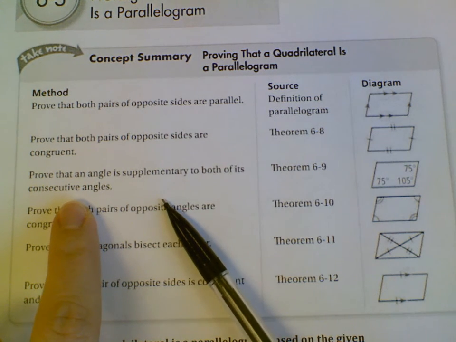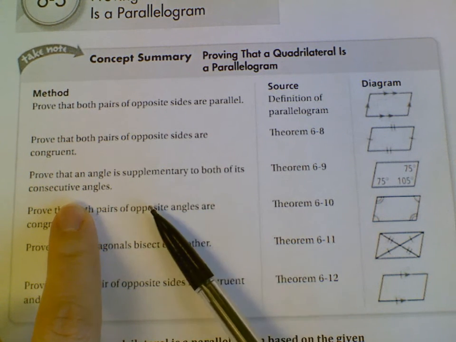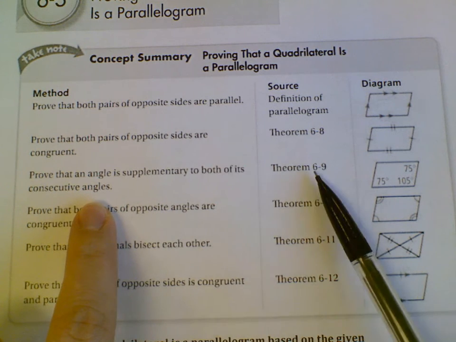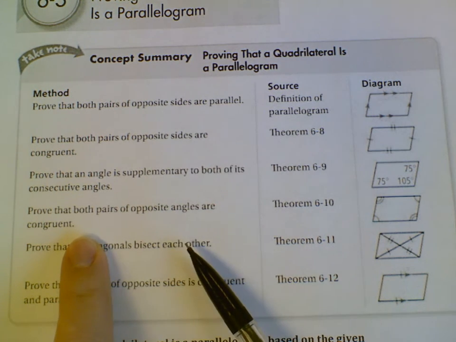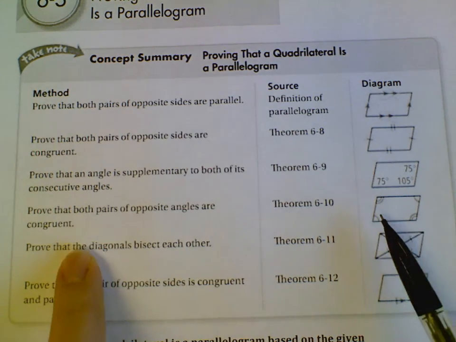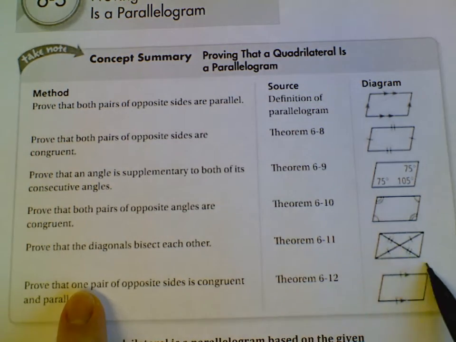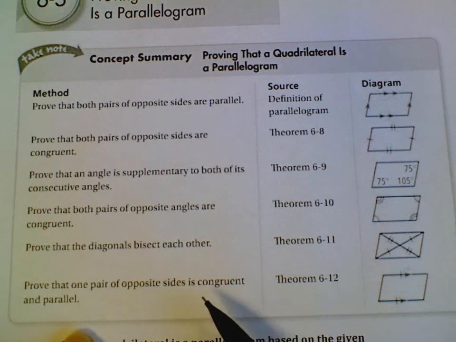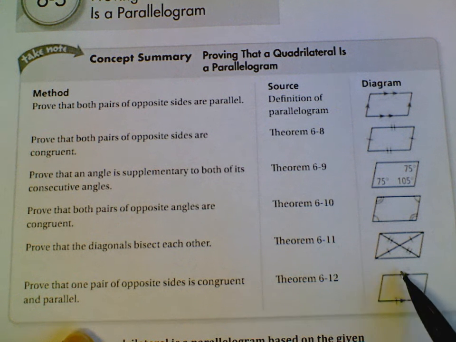I can prove that an angle is supplementary to both of its consecutive angles by theorem 6-9. I can prove that both pairs of opposite angles are congruent by theorem 6-10. I can prove that the diagonals bisect each other, and that's theorem 6-11. And you can also prove that one pair of opposite sides is congruent and parallel. So that one's a little bit different than what we've had.